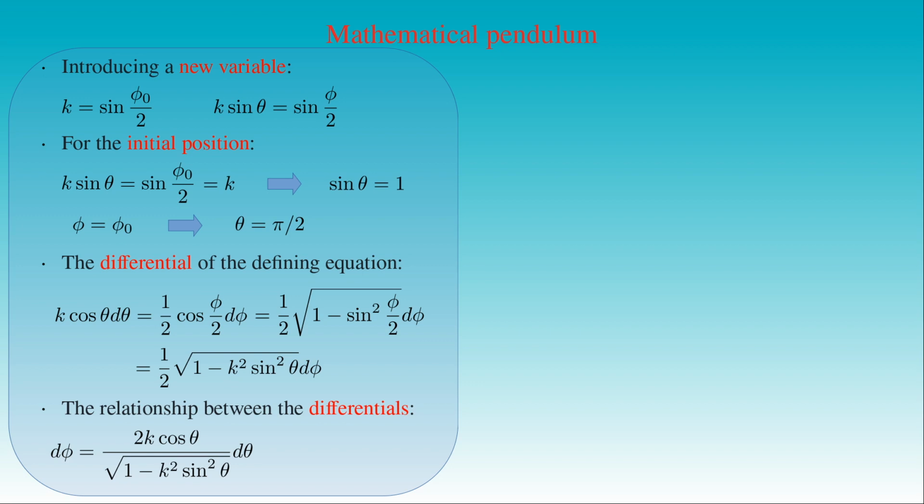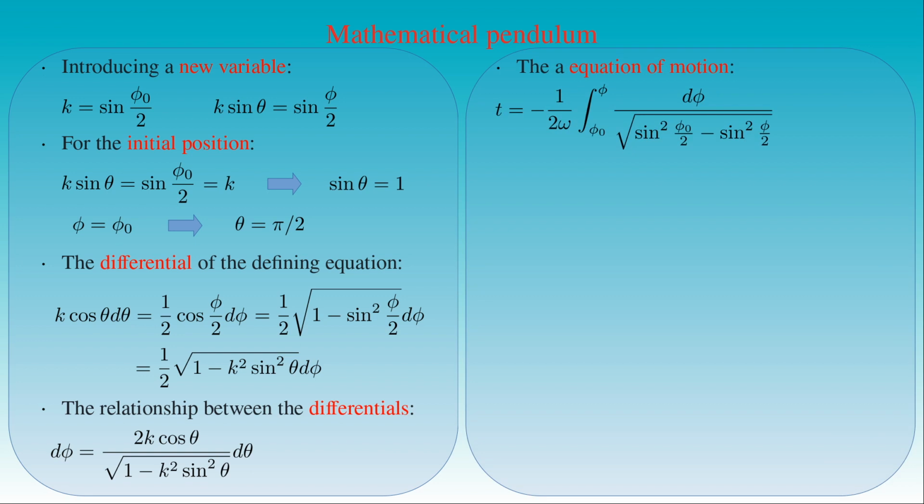We saw that this equation states that the elapsed time t is equal to minus 1 over 2 times omega, times the integral of the square root of the difference between the square of sine phi 0 over 2 and the square of sine phi over 2 with respect to the angle phi from the initial angle phi 0 to the angle phi measured at the time t. The minus sign in the right-hand side of the equation indicates that the turning point of the pendulum in the right-hand side was chosen as its initial position, and the angle phi decreases from phi 0 to minus phi 0 in the first half of the period of the motion.